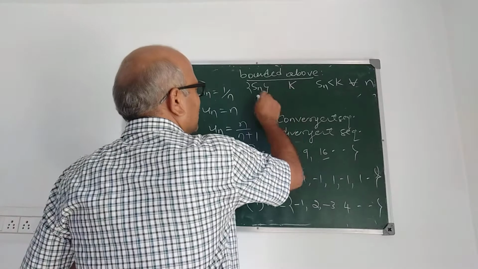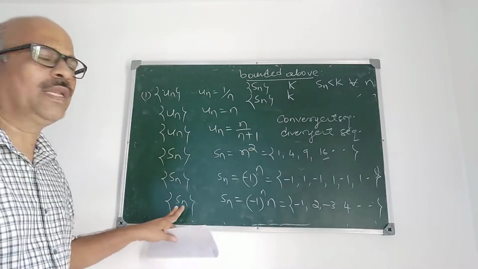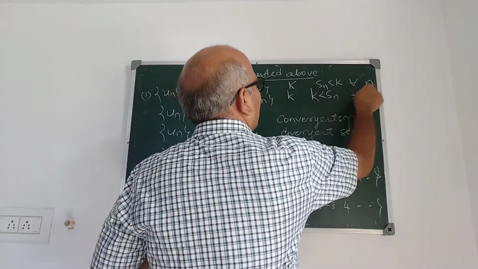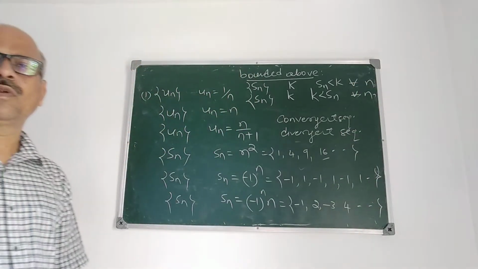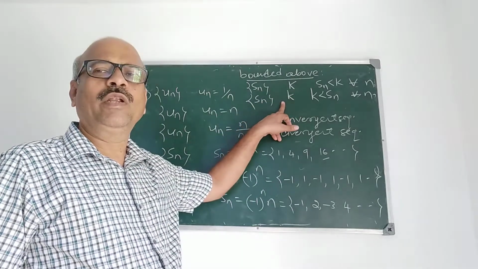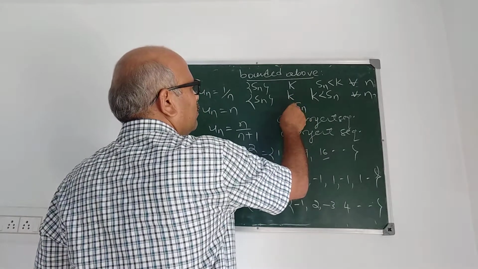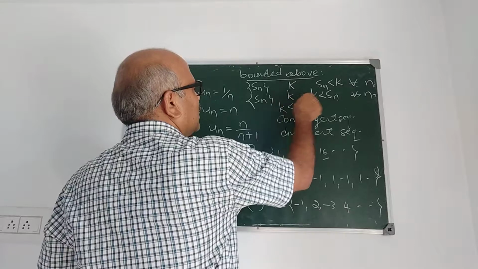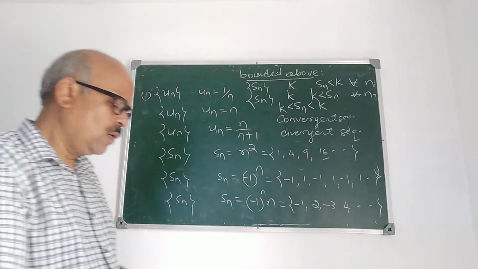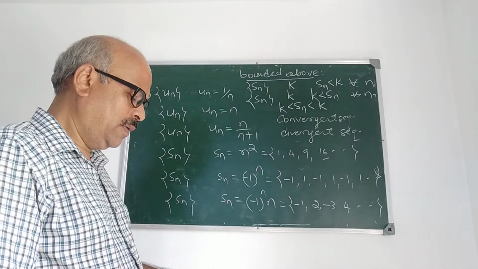Similarly, a sequence Sn is said to be bounded below if there exists a real number k so that Sn is greater than k for all n. The sequence is then said to be bounded below. And a sequence is said to be bounded if it is bounded above as well as below.